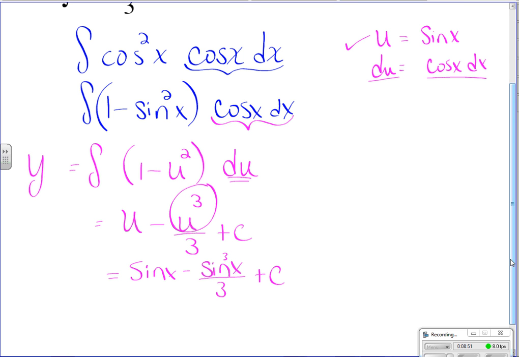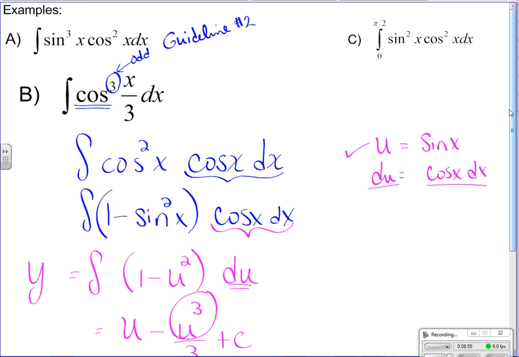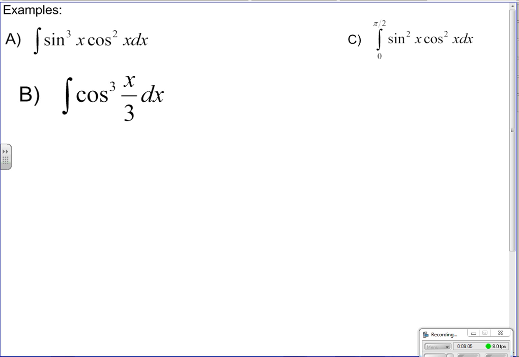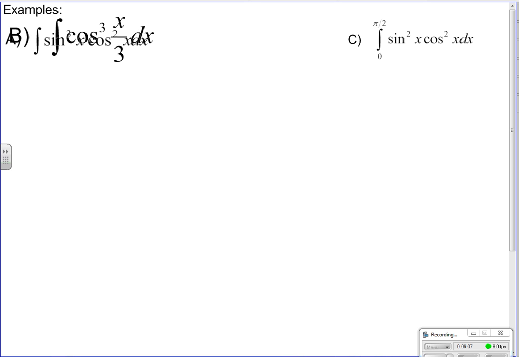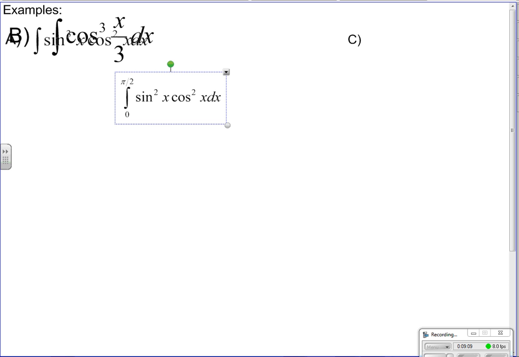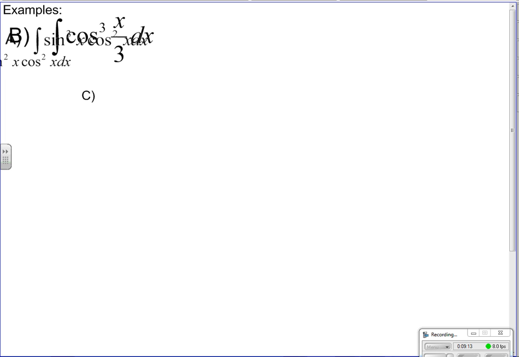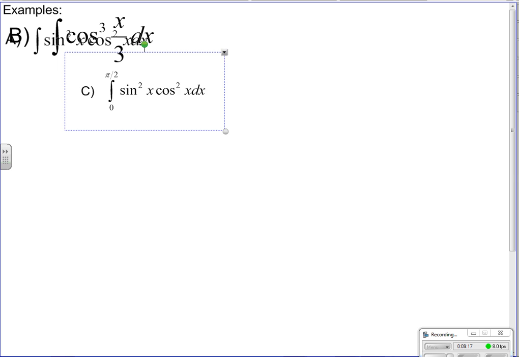This idea of an odd power being able to be branched apart into an even and an odd sets us up really nicely for the substitution method. So clear? And now let's finish with this last one. No, the c didn't come with it. There we go. So we've got c and a definite integral this time.